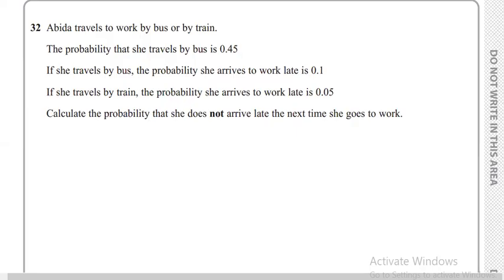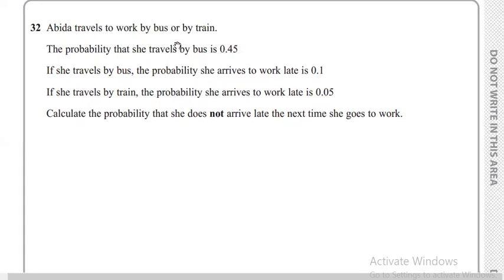In this video, we're going to talk about Year 9 Achievement Test, June 2023. Section B, question 32. Abida travels to work by bus or by train. The probability that she travels by bus is 0.45. If she travels by bus, the probability she arrives to work late is 0.1. If she travels by train, the probability she arrives to work late is 0.05. Calculate the probability that she does not arrive late the next time she goes to work.